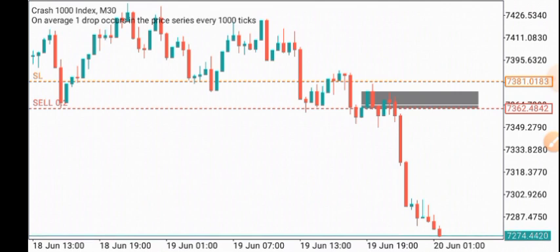So if you are able to identify this area, if you're able to spot it out, you'll be able to trade in line with the big boys. All right, so I'm going to show you exactly how this works. Follow me.